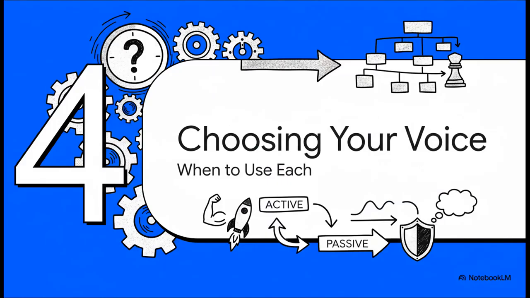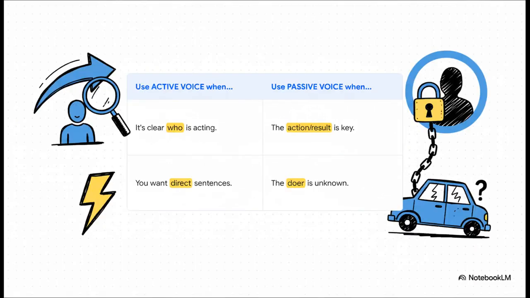Okay, this next part is maybe the most important bit. We know the what and we know the how, but the real skill, the real art, is knowing when to use each one. So let's leave the mechanic shop and head into the strategist room to figure out when active is the play and when passive is the smarter move. All right, here's the game plan. You're going to want to use the active voice when it's super important to know who is doing something and when you just want your writing to feel strong and direct.